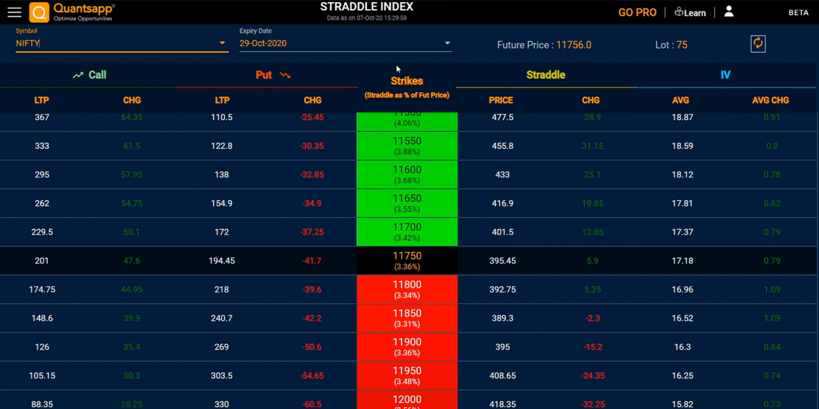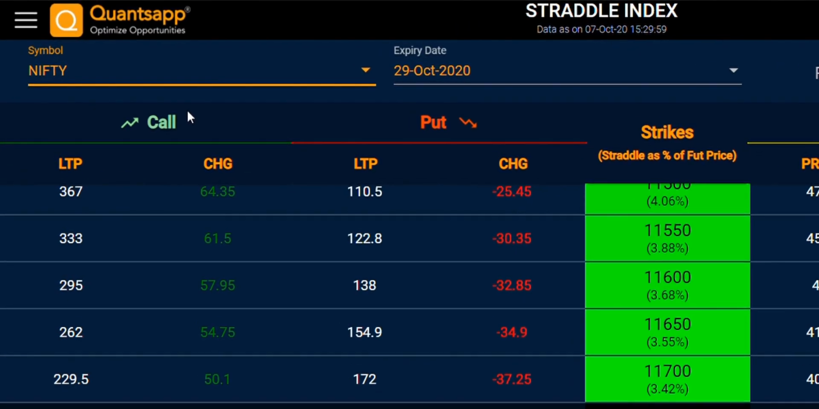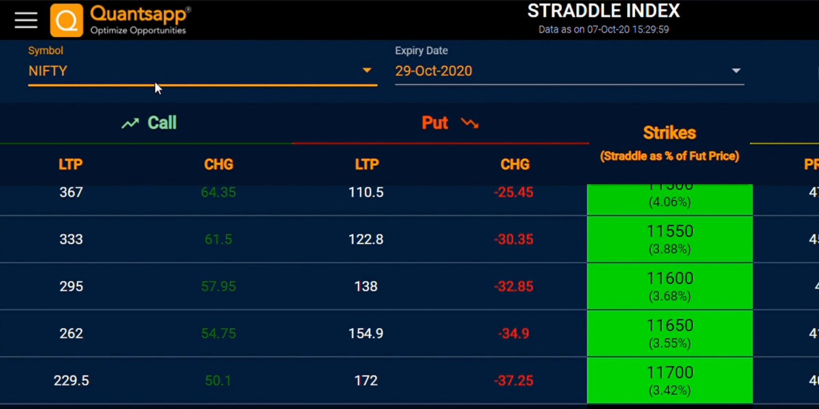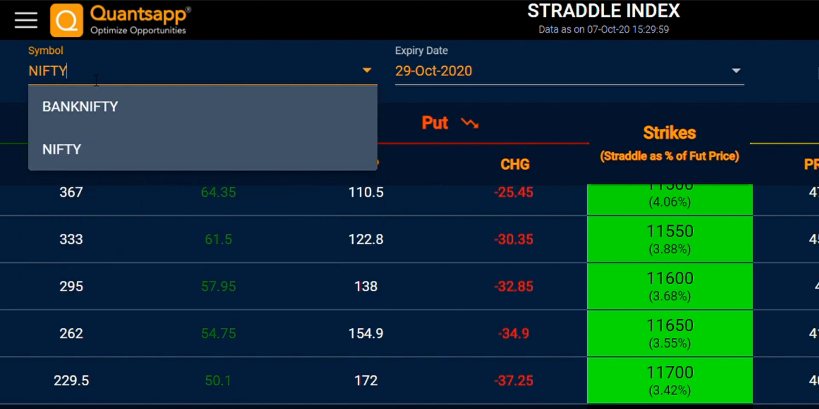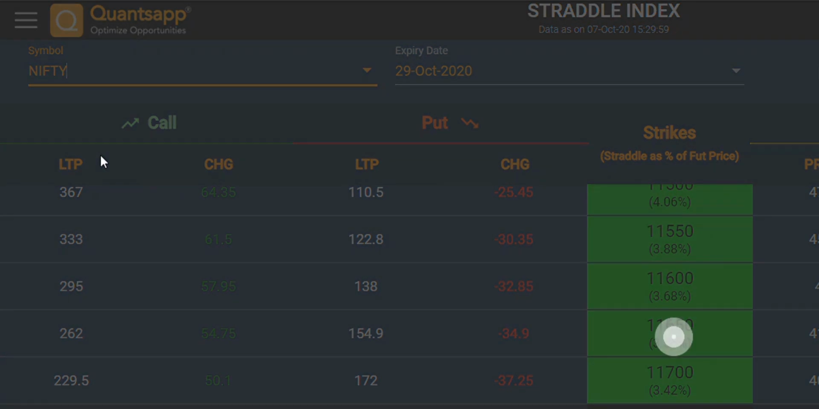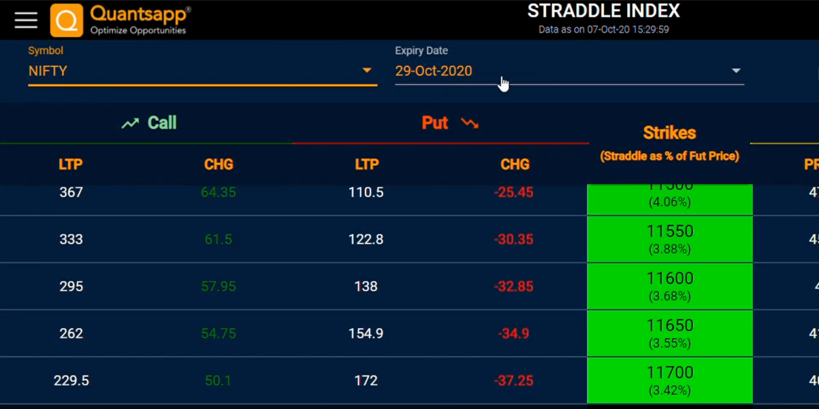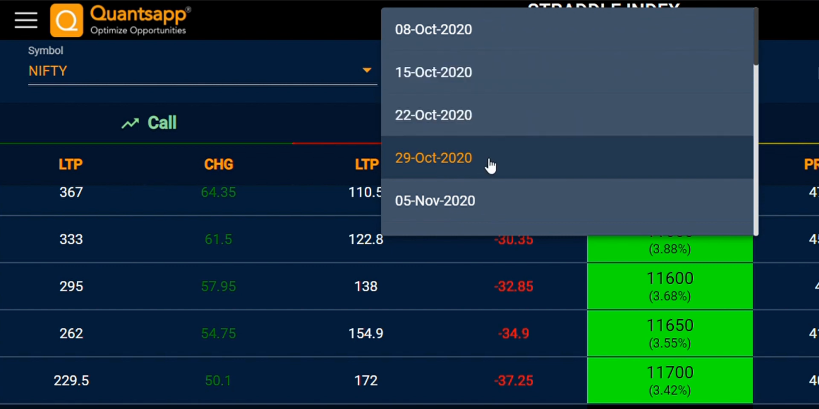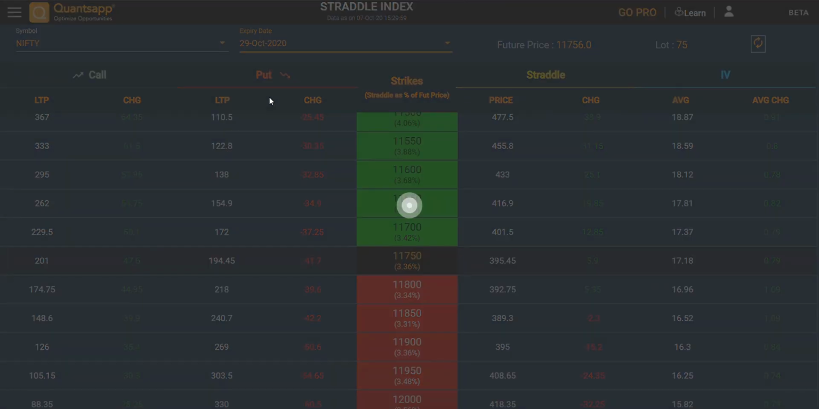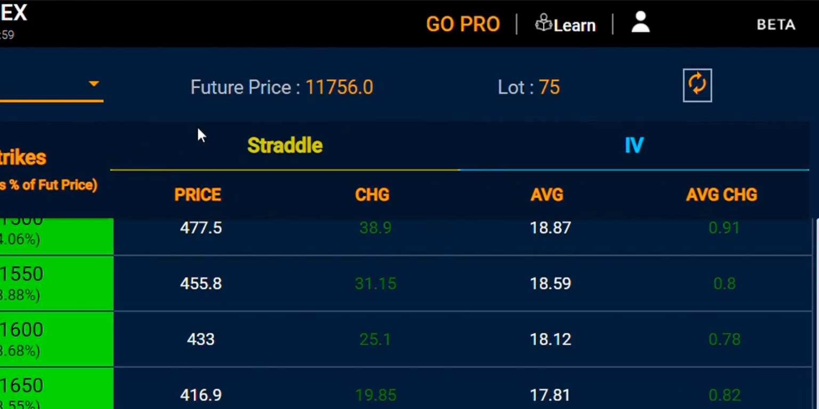Moving towards the tool, first you can select the symbol as per your accordance, that it can be any index or stock. Let's take Nifty as of now. Then you can select your desired expiry. You have the weekly and the monthly expiry. I am taking the monthly expiry as of now. Then on the right side of it, you can see the future price for your selected symbol and the lot size of your selected symbol.